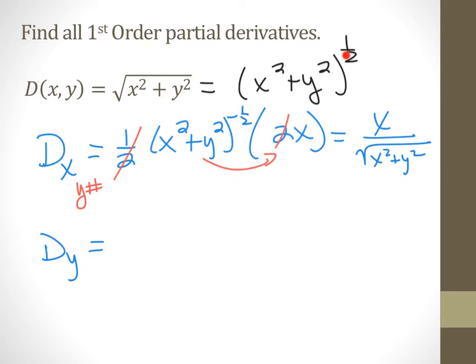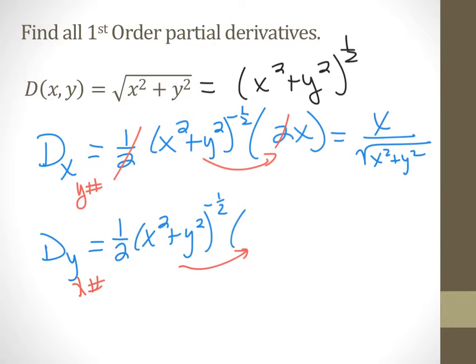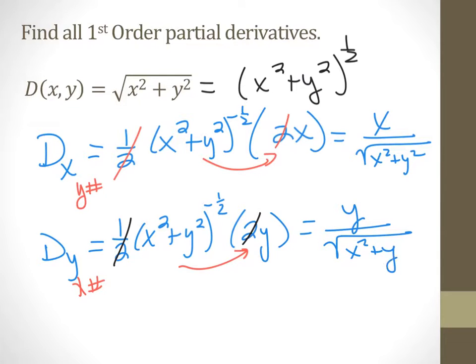Still a function of y, so we're going to bring the 1/2 down, rewrite what's inside, subtract 1 from the exponent, chain rule out the derivative of what's inside. When we look at this guy, x is just a number, and so this is going to have a derivative of 0. We just take the derivative of y squared and get 2y. Now we can divide out those two, the 2 and the 1/2, and that is going to give us y over the square root of x squared plus y squared. Not pretty, still a partial derivative.